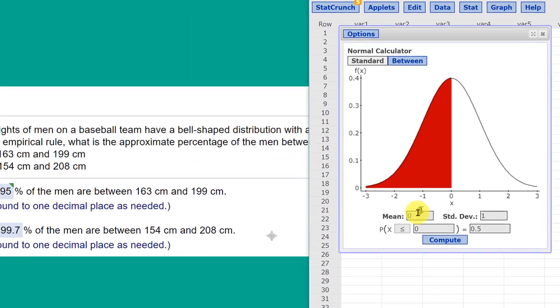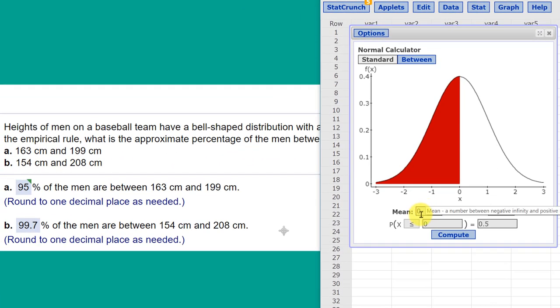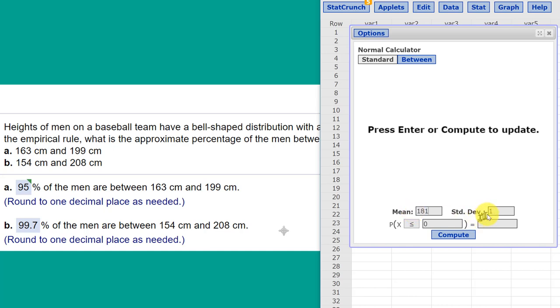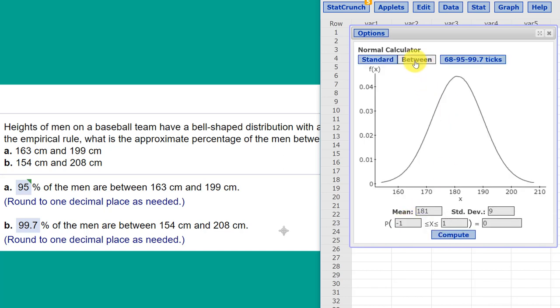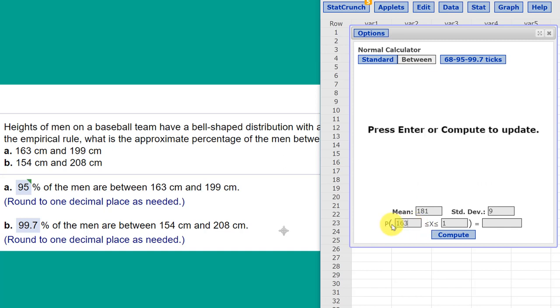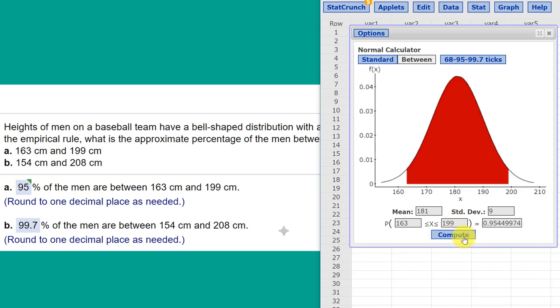When it opens, it comes up with the standard normal distribution, which has a mean of 0 and a standard deviation of 1. Here we're given a mean of 181, so we enter that, and a standard deviation of 9 centimeters, we enter there. So before we click compute, let's click on the between button because we're given two values and we need to enter those. 163, 199, and then we click compute and we get an answer of 0.954.